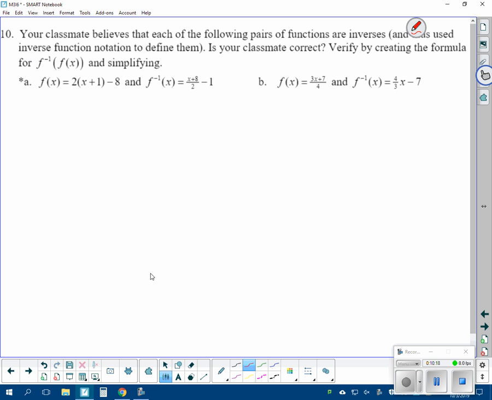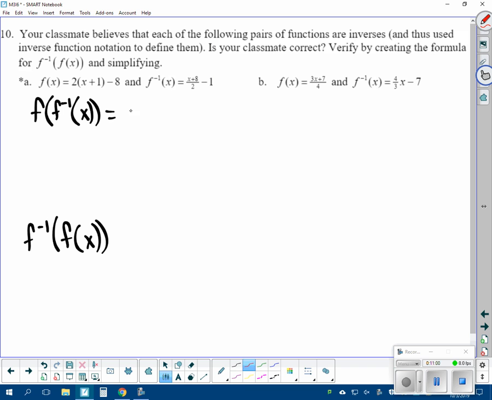Okay, so let's try one. Let's verify. This is number 10. Your classmate believes each of the following pairs are inverses and thus uses inverse function notation to define them. Is your classmate correct? Verify by creating the formula for f inverse of f of x. So they are saying that these two are inverses. So this is like our g of x, but they're actually using the inverse notation because they are saying, yeah, this is already an inverse. To check it then, you need to do two things. You need to find f of f inverse, and you need to find f inverse of f.